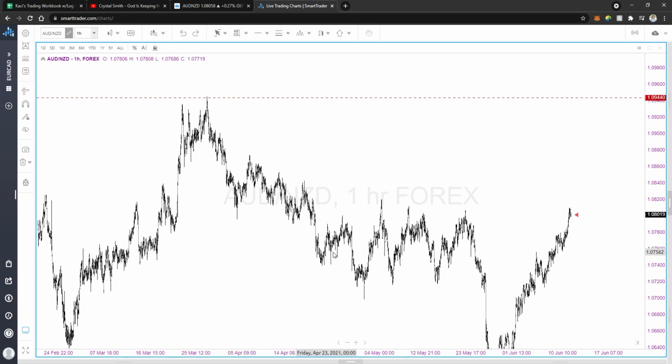Swing high, swing low, next high here. So I'm gonna mark this out, and then I'm gonna make this. Do I have hourly in here? Yeah. Okay.